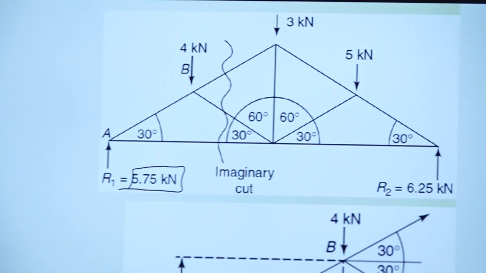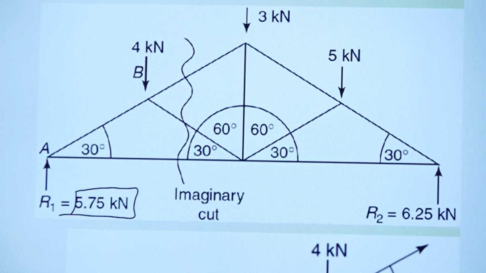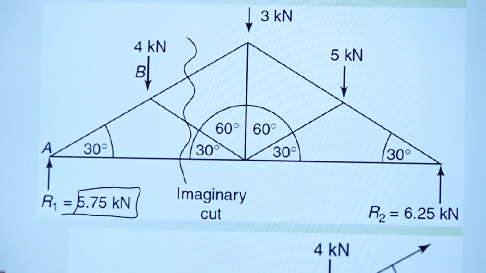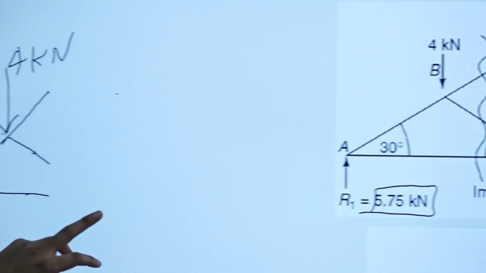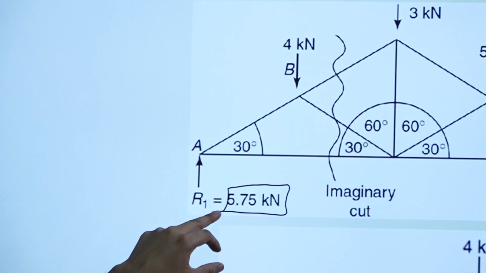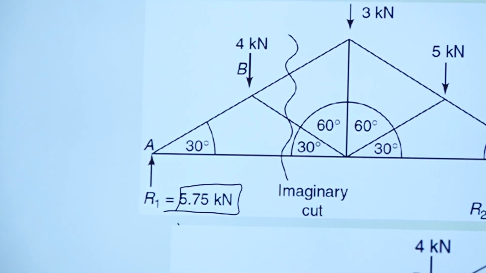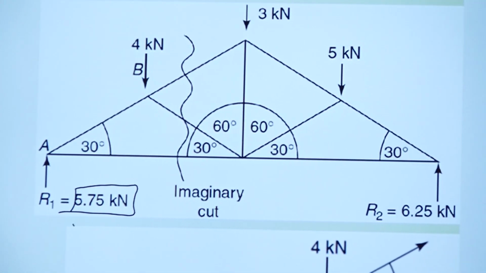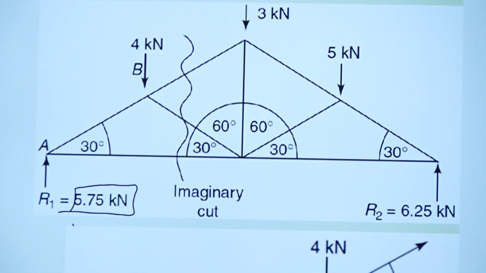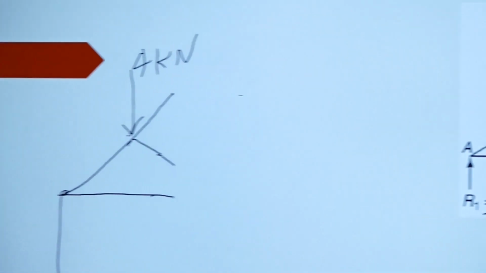This R1 actually we have to find out. In the problem it is given 5.75 and 6.25, but actually not in the problem. First we have to find out R1 and R2 only. Then only we can solve this problem. In the solution already I have given the value 5.75 and 6.25, but that also we have to find, right. Here already it is found.